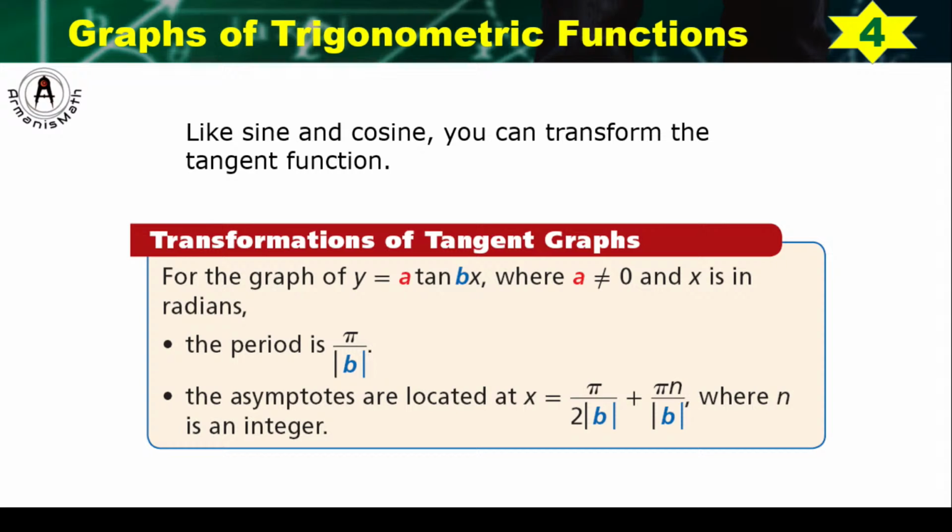All right. So you find the period for the child by having pi divided by the absolute value of b. There's also an asymptote located at x equals pi over 2b plus pi n over b. If you want to find the asymptotes once they start to repeat themselves, they repeat at pi over 2b plus pi n over b.